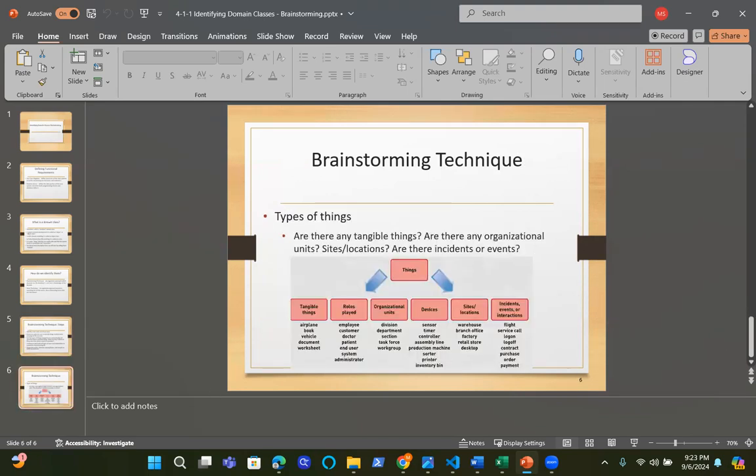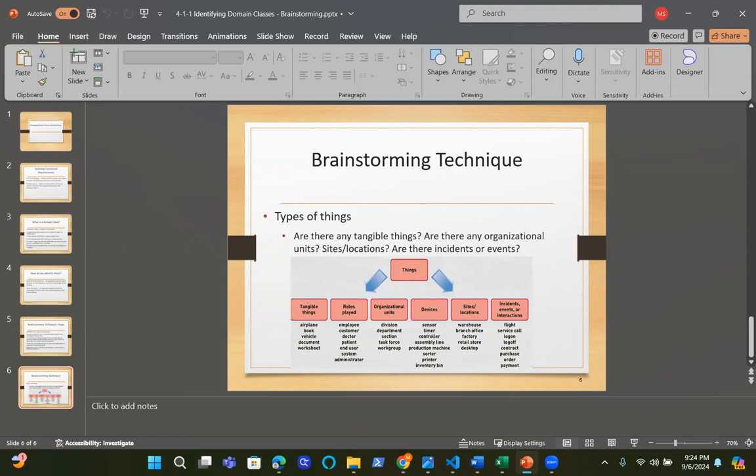This slide contains very good information about the types of things to consider. This provides a powerful checklist of potential classes. Let's briefly discuss them. Before we start, we emphasize that we don't just want to identify all things, only those things that the system needs to remember that are important. We have tangible things, things that we can touch, like a book or a vehicle, document, or worksheet. So each one of those tangible things becomes a class.